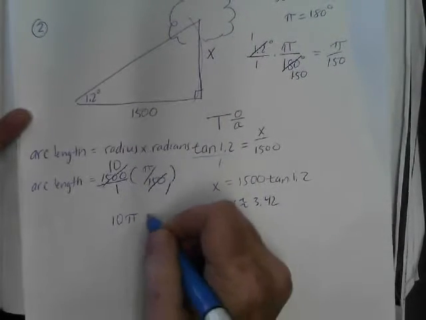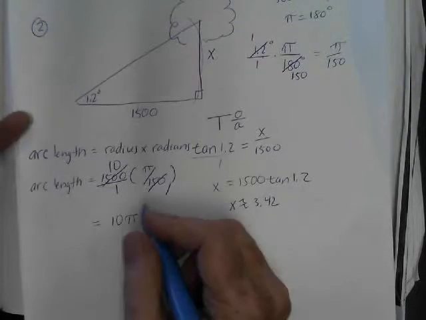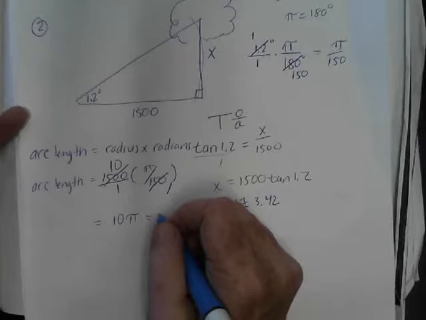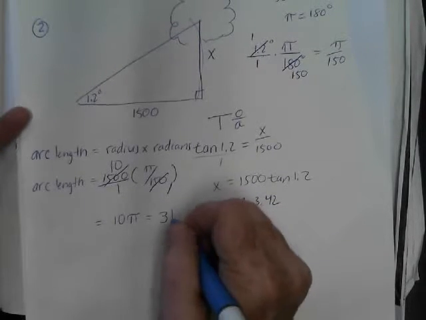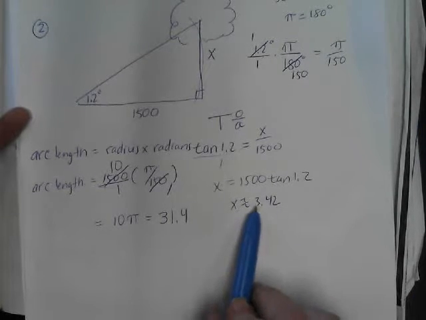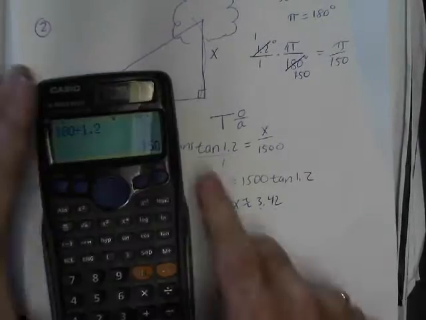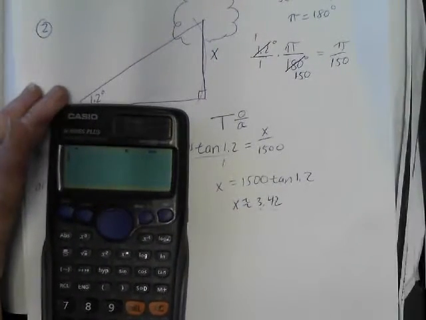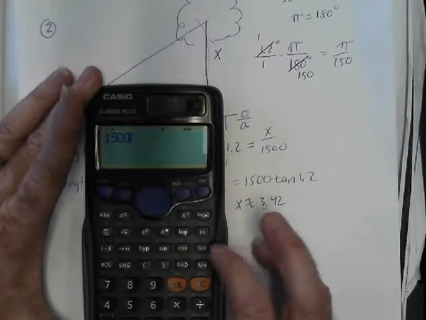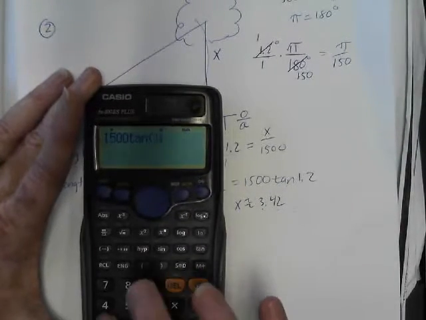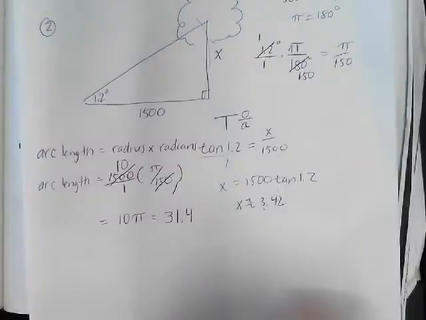Well, what's 10 times pi? Isn't it really close to 3.42? Oh, wait, not really. It'd be 3.14, it'd be 31.4. Do you think I messed that up? Was that 31.4? I think I wrote the wrong thing down. Now I can't. 31.42. Yeah. 1,500 tangent. I just wrote the wrong number down. It wasn't my calculator's fault. Yeah, it's 31.42. I know, I got it too.